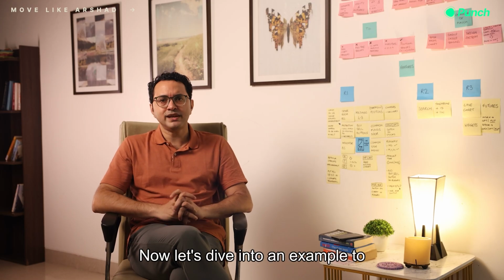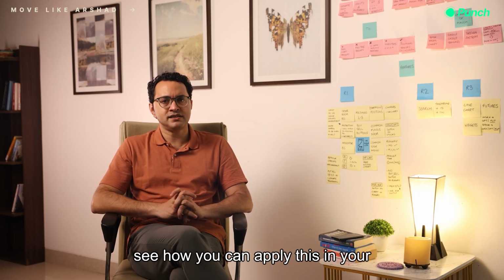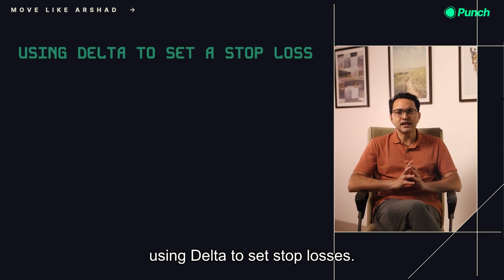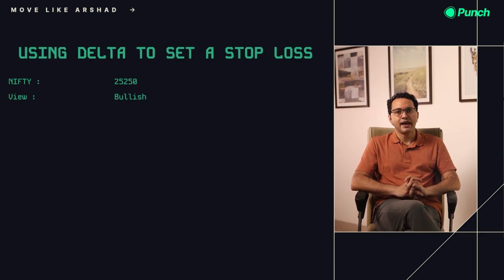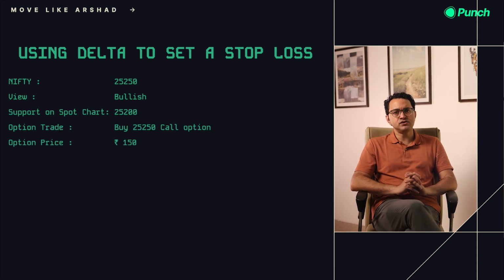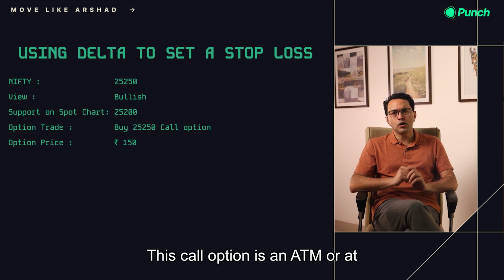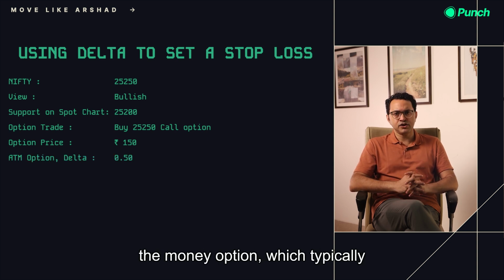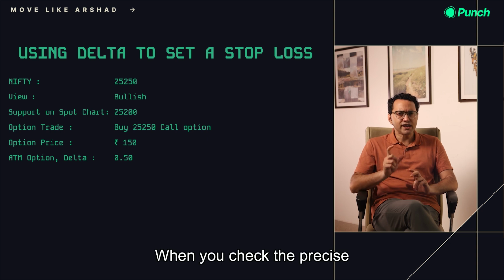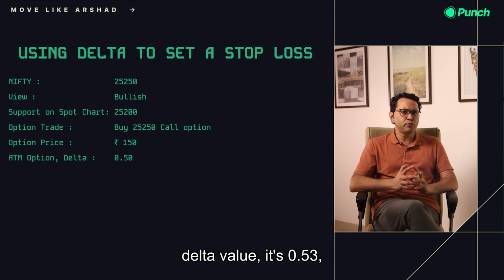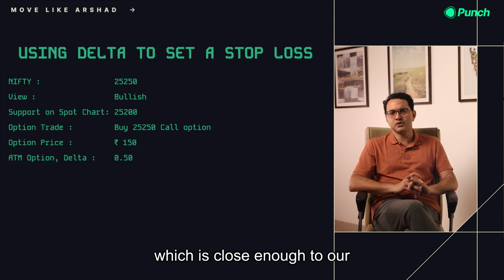Now let's dive into an example to see how you can apply this in your trading. Using Delta to set stop losses. Let's say you're bullish on the Nifty index and you identified strong support. You decide to buy a 25,250 call option priced at 150 rupees. This call option is an ATM or at the money option, which typically has a delta of 0.5. When you check the precise delta value, it's 0.53, which is close enough to our estimate.